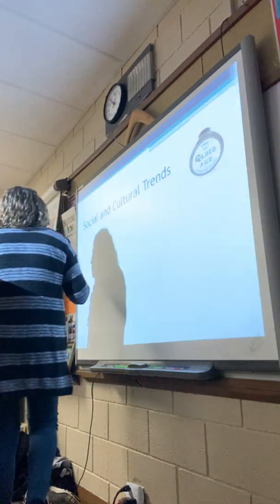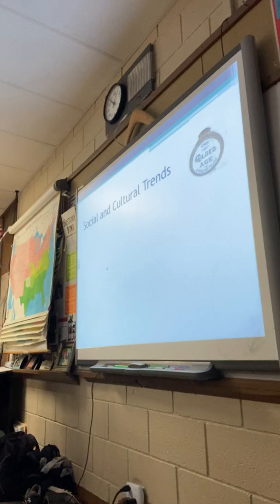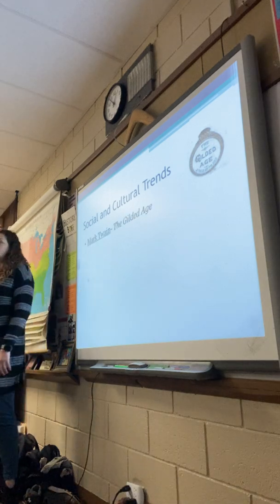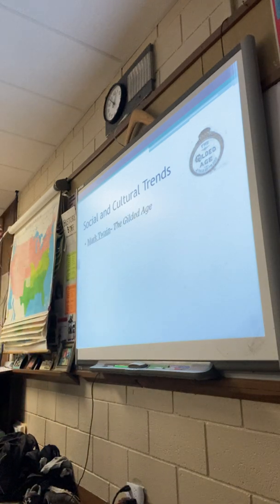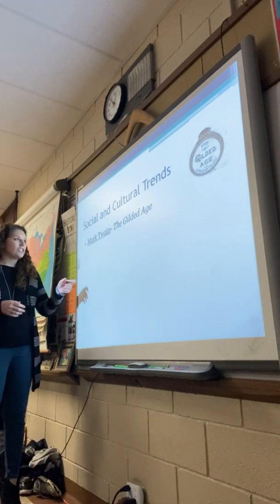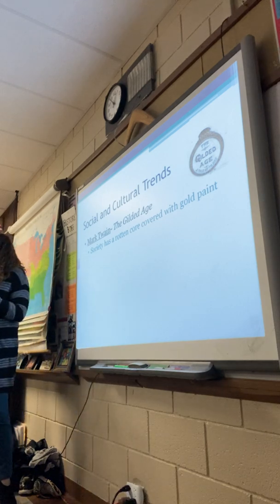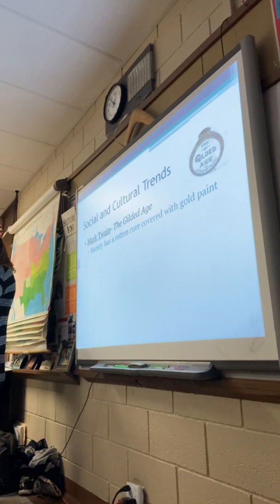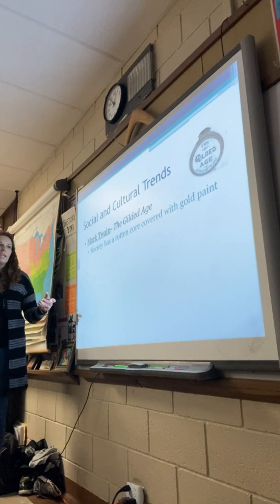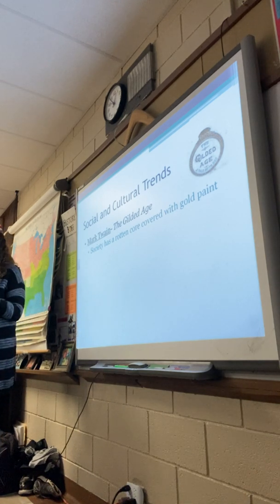Okay, section 3. This is about the social and cultural trends of this era. And first we have to talk about this dude named Mark Twain. He wrote books. Maybe you guys have heard of him. And he wrote this book called The Gilded Age. And in The Gilded Age, he talked about how society had a rotten core with gold paint as an exterior. And essentially what this means is we kind of used it as a metaphor for how society was.